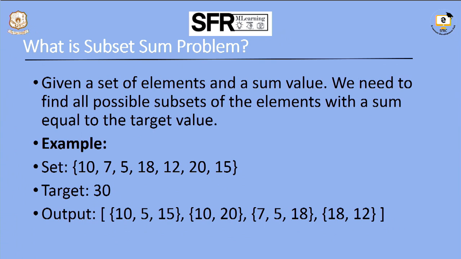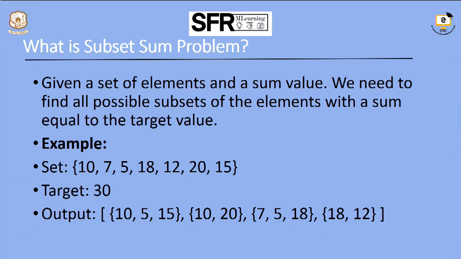Now, what is the subset sum problem or sum of the subsets problem? Let us assume the given set of elements are 10, 7, 5, 18, 12, 20 and 15, and we are given another input, the target, which is called the sum value, 30. So, what is the problem? The problem is finding all possible combinations of subsets which give a sum equal to the target value 30.